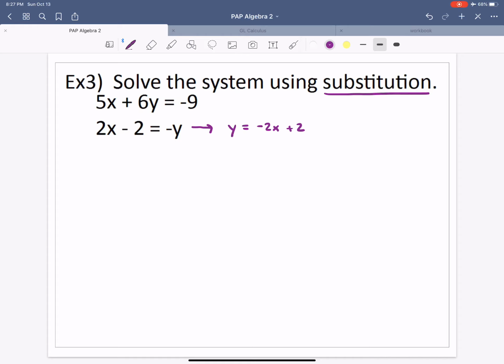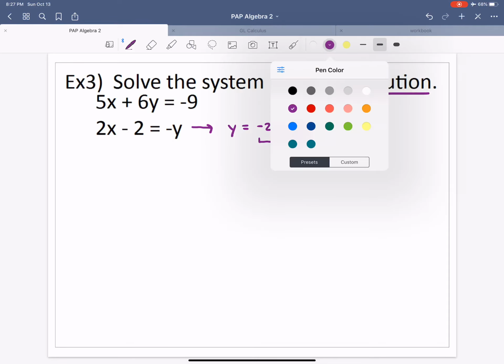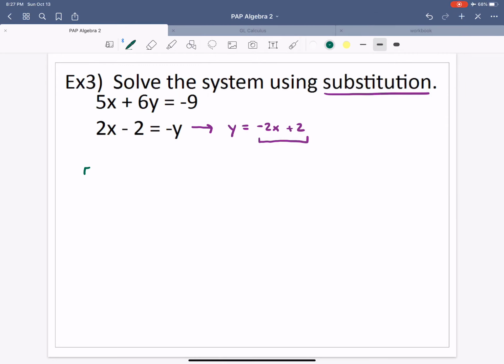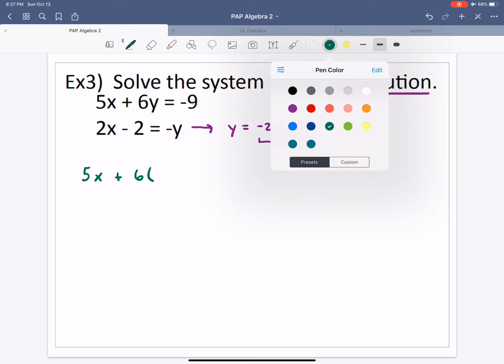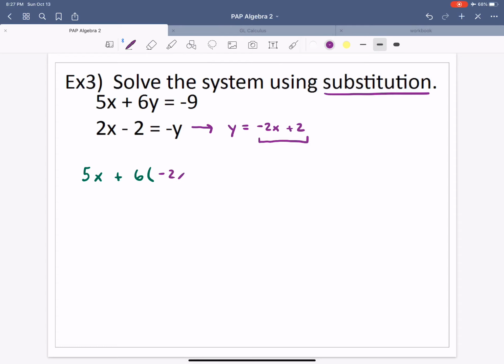Okay, now the next thing that we do is once we isolate our variable, we're going to take this expression and substitute it in the other equation. So here's what we're going to do. We're going to take the other equation, which is 5x plus 6y, but instead of using y, we're going to substitute in what we already solved for y. We know that anywhere I see a y, I can replace that with -2x plus 2, which is what I'm going to do. And that still equals -9.